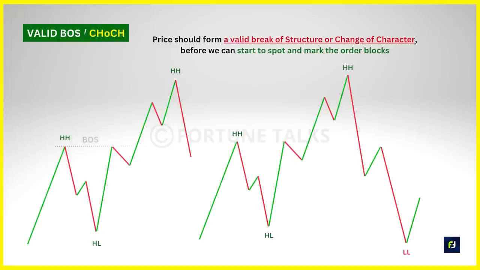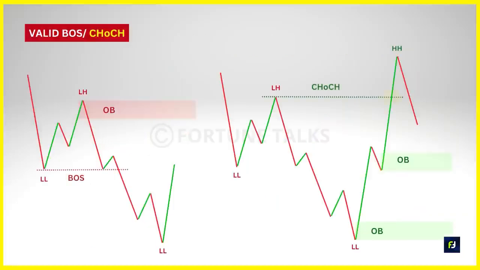Now the second factor is to have a valid break of structure. The market should form a valid break of structure before we can actually start to spot and mark the order blocks. Order blocks are not valid until and unless there is a proper break of structure or a change of character in prices. You may already be familiar with how to mark the market structure by identifying BOS and CHoCH. I won't go into all those details. You can always go back and watch the comprehensive video on market structure mapping.